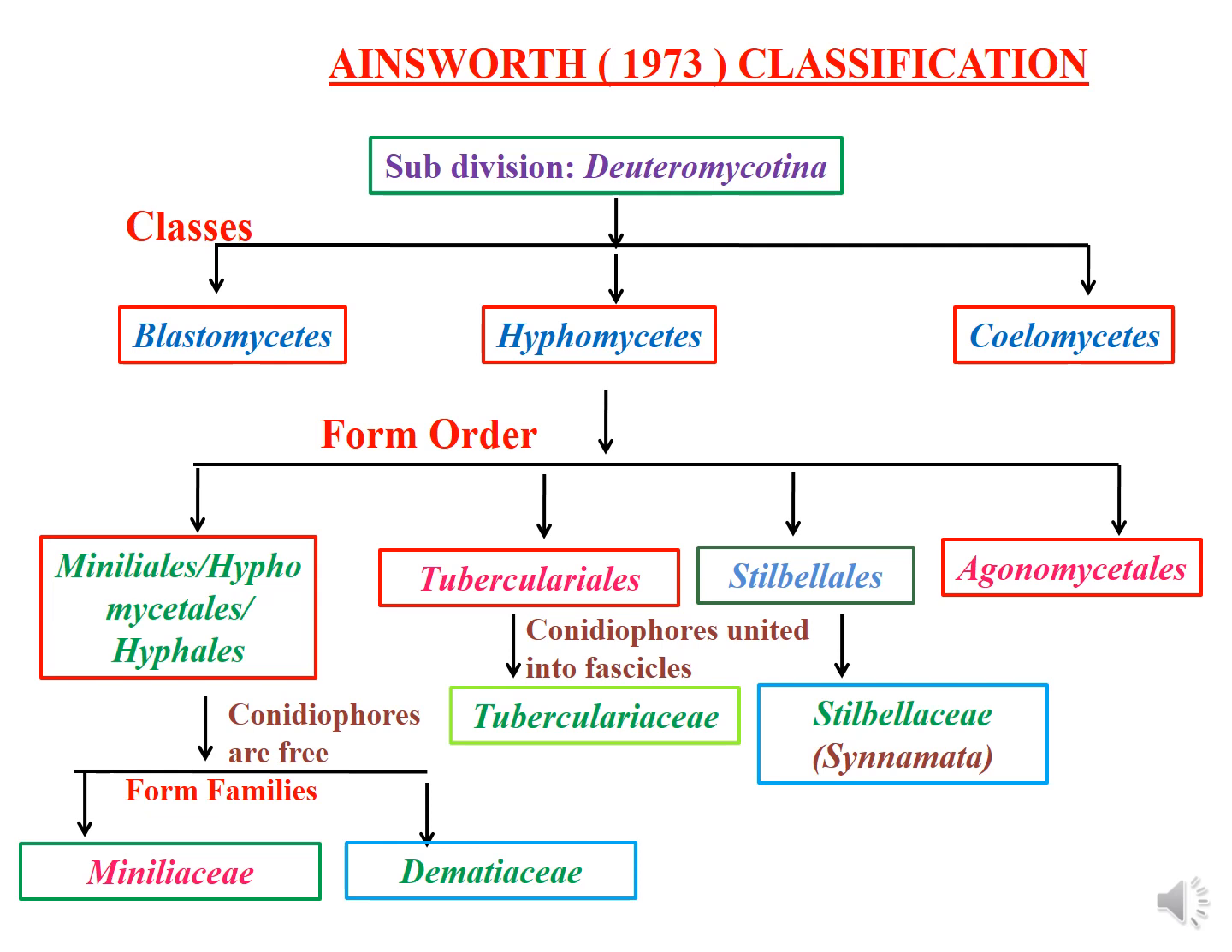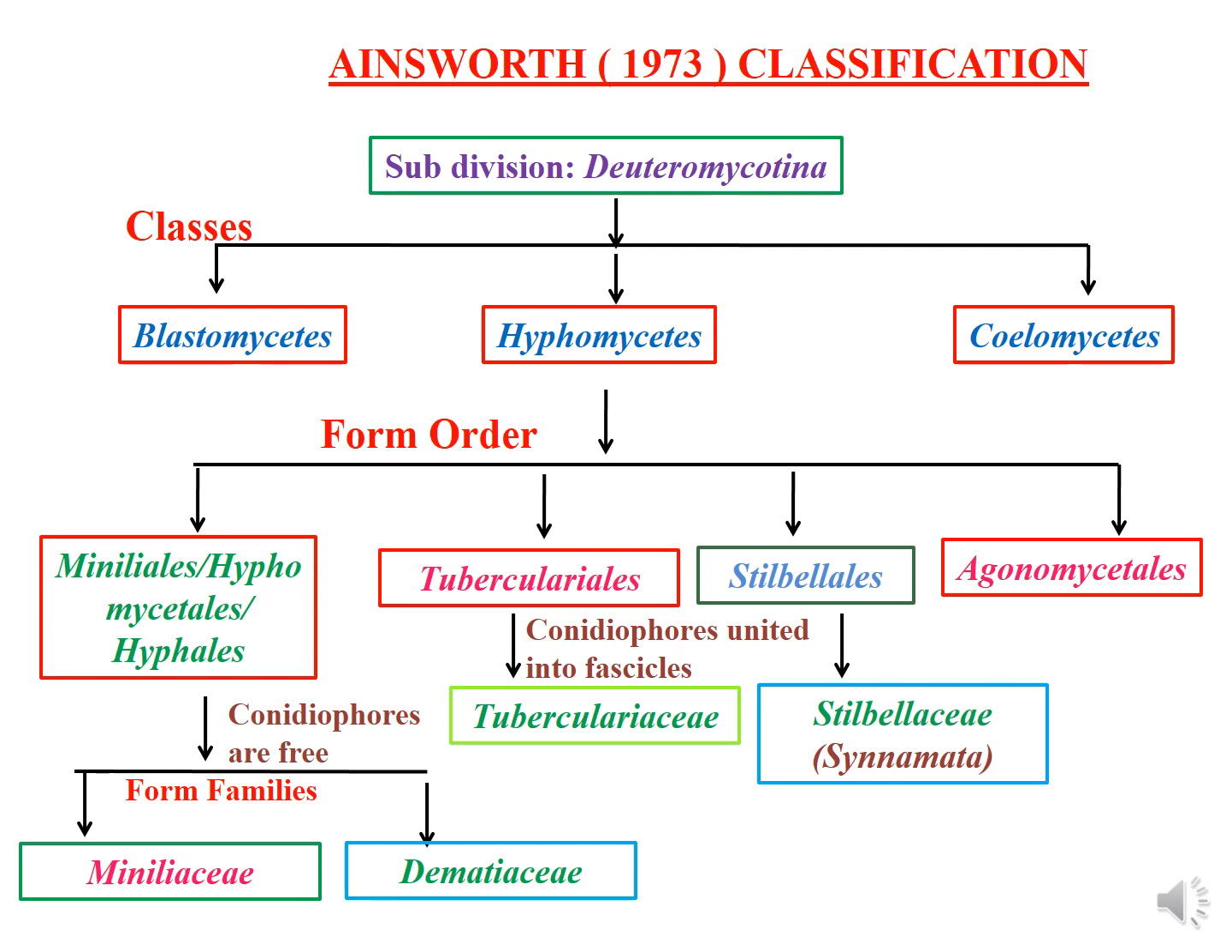Anyhow, I will cover it once again. Subdivision Deuteromycotina is majorly divided into three form classes, that is Blastomycetes, Hyphomycetes and Coelomycetes, and Hyphomycetes is again further divided into four form orders, that is Moniliales, which is also known as Hyphomycetales or Hyphales, and the second one is Tuberculariales, the third one is Stilbellales, and the fourth one Agonomycetales. Moniliales is again divided into two form families, Moniliaceae and Dematiaceae.